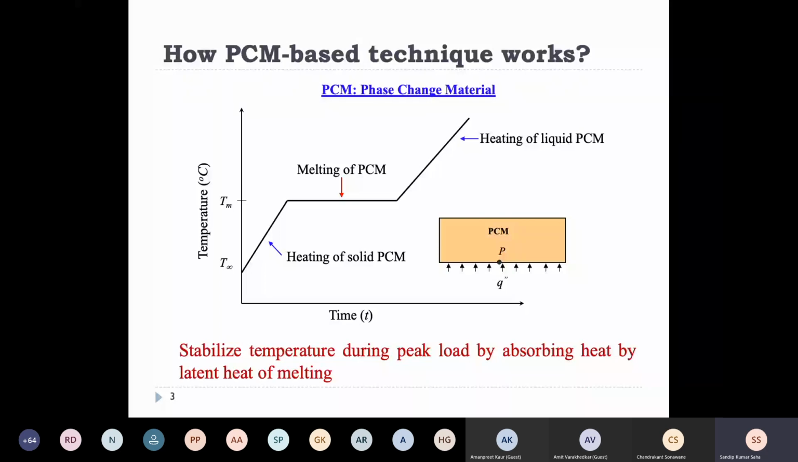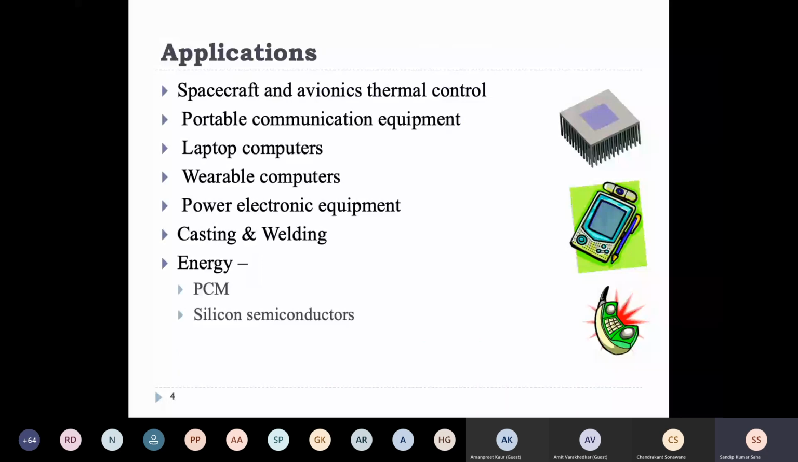So what are the different types of applications? It could be spacecraft, avionics, thermal control, portable communication equipment, laptop computers, wearable computers, power electronic equipment, casting and welding. In energy also you can use it. So there are various types of applications.